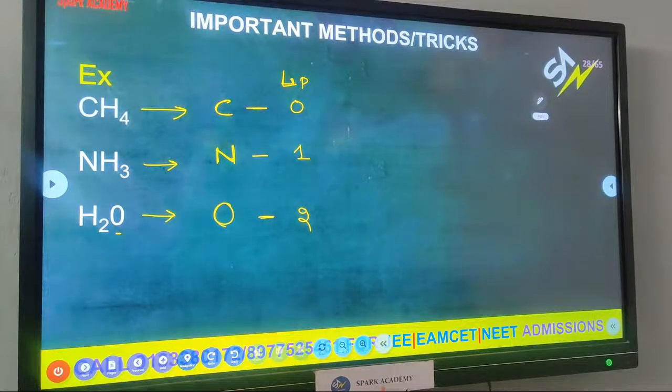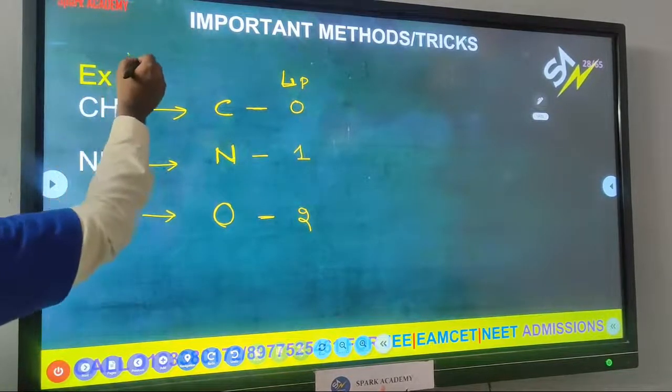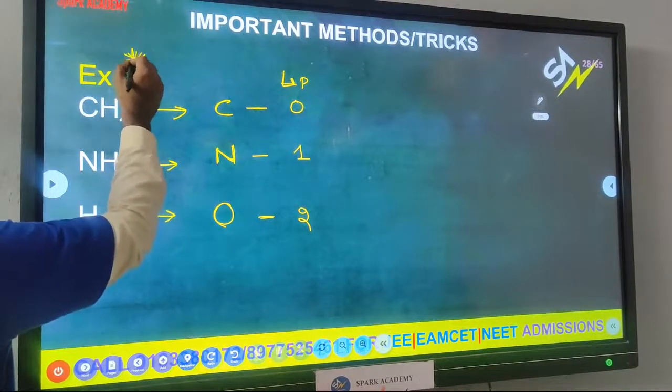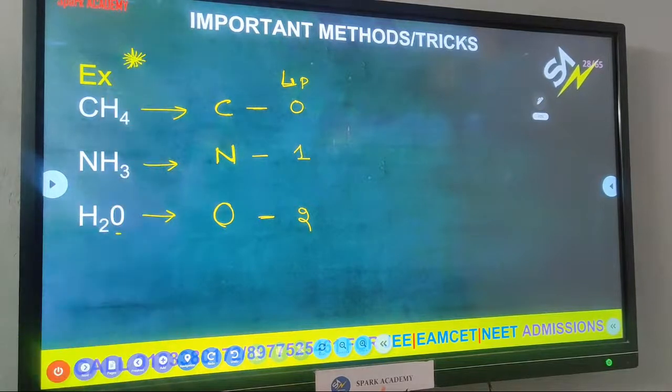So what about the bond angle? Is it increasing or decreasing? The bond angle is decreasing here. So once again, as the number of lone pairs increases, the bond angle decreases. It is very good to star mark this because it is an important application. We have a chance to expect a question.